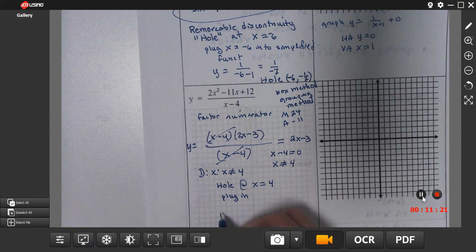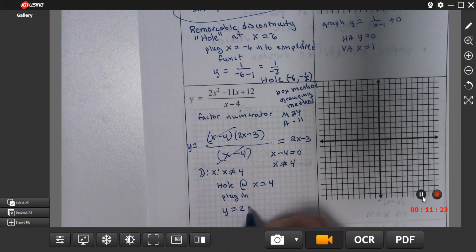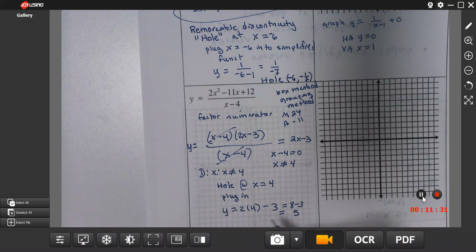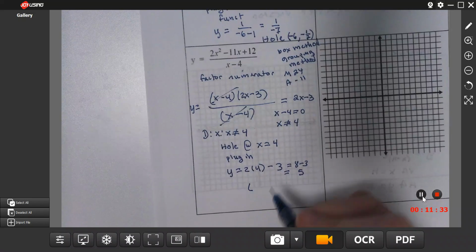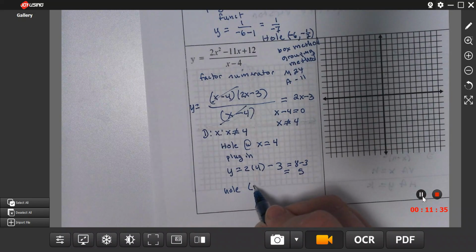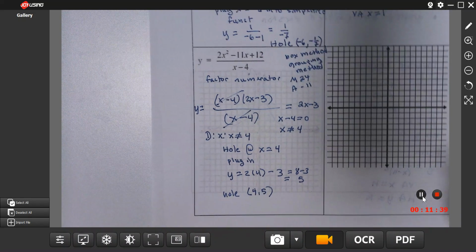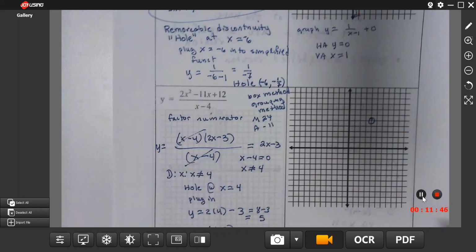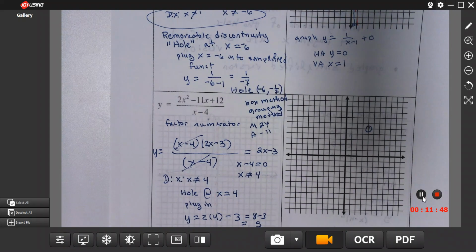So my simplified version is 2x minus 3. So I have y equals 2 times 4 minus 3. So that would be 8 minus 3, which is 5. So that means my hole is at 4, 5. So I'm going to put that on here. 2, 4, 1, 2, 3, 4, 5. Hole. The hole's actually not gigantic, but I want us to be able to see it.